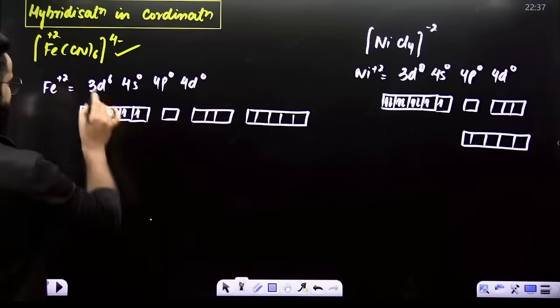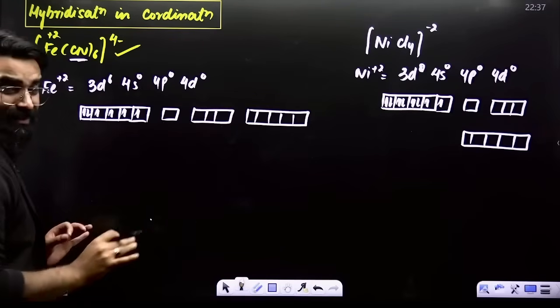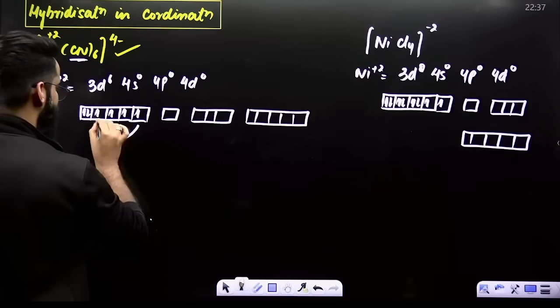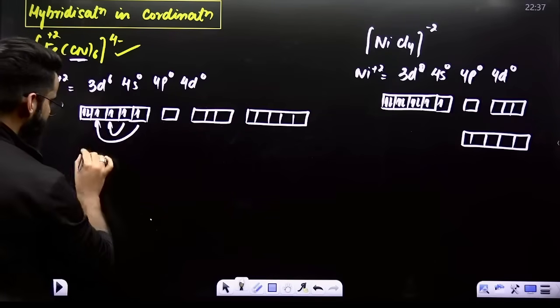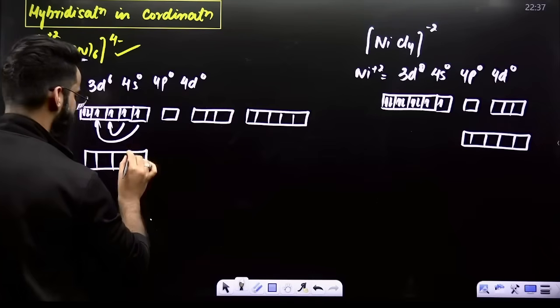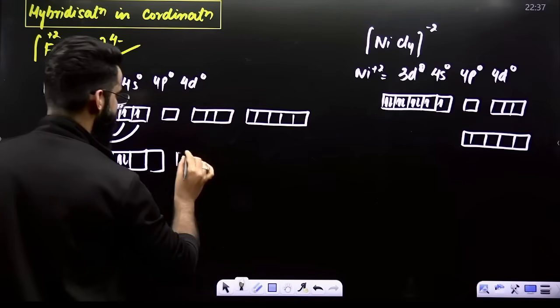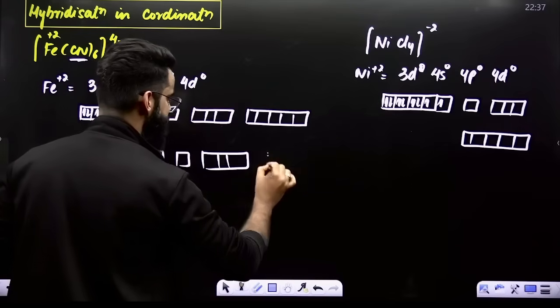Now, my dear students, look carefully. This cyanide, it's a strong field ligand. Remember, strong field ligand always causes pairing of electrons. So there'll be pairing of electrons here. One will go here, one will go here. Perfect. So the new configuration after the pairing is done will be 1, 2, 3, 4, 5, 6. And this is S, this is your P, and this is your D.